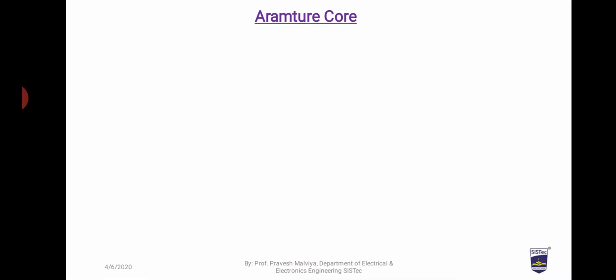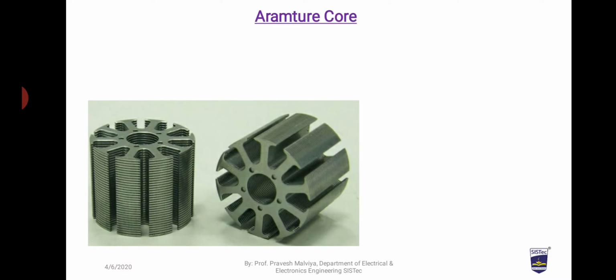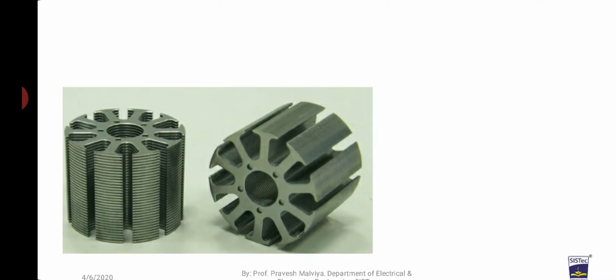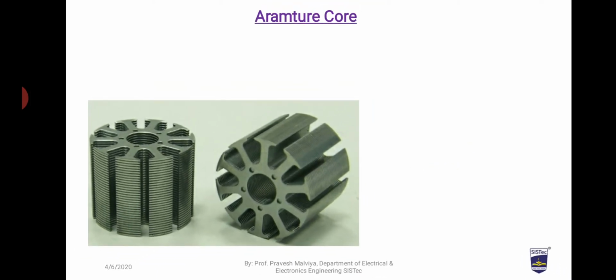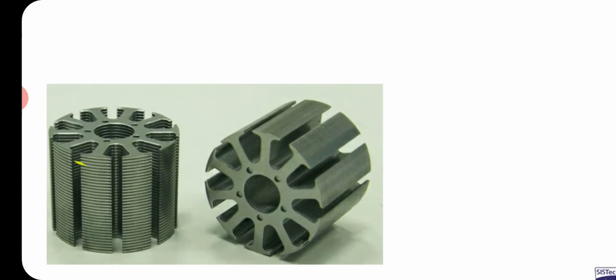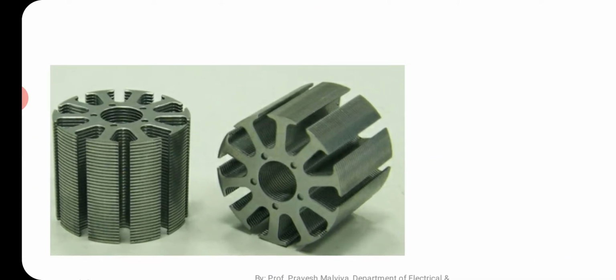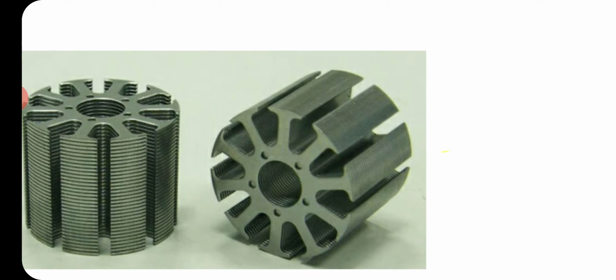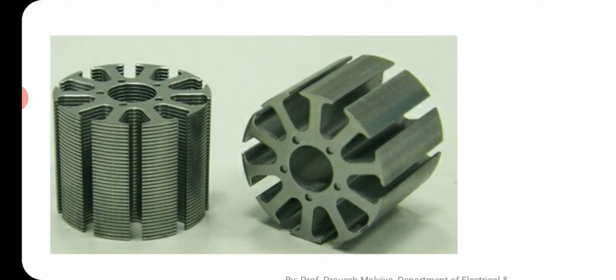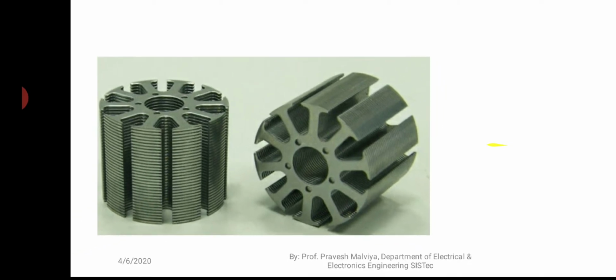Coming to the next one, the armature core. The armature is actually the rotating part of the DC machine. This is how an armature core looks. We see that the armature core is made up of metal, but not a single metal piece. It is made up of thin sheets. Why? To reduce the eddy current losses.